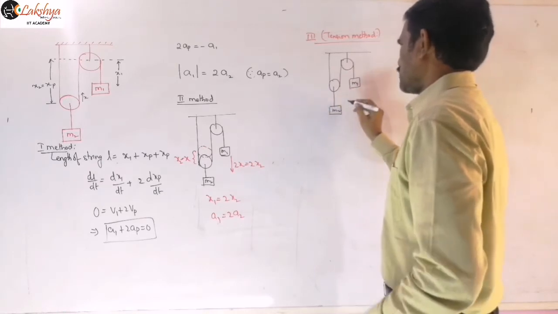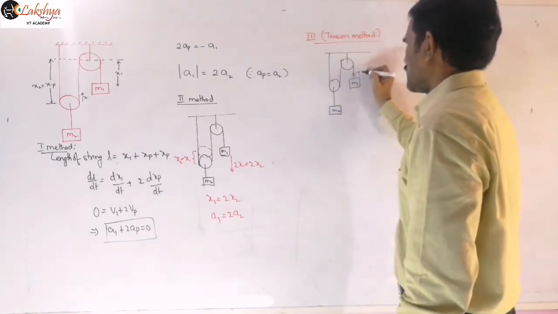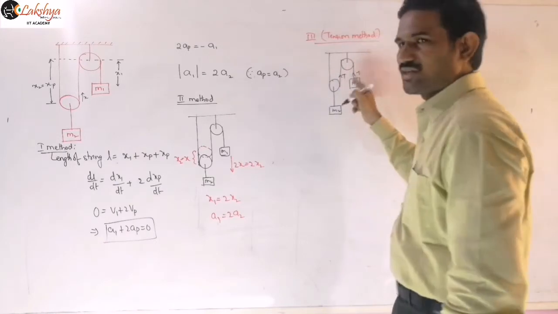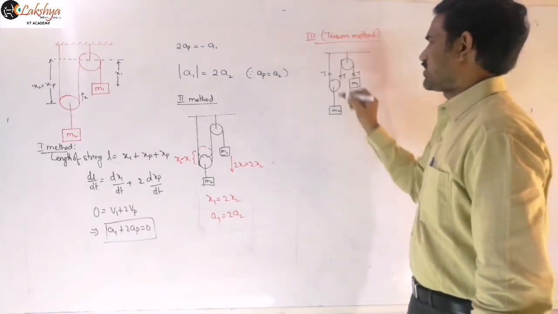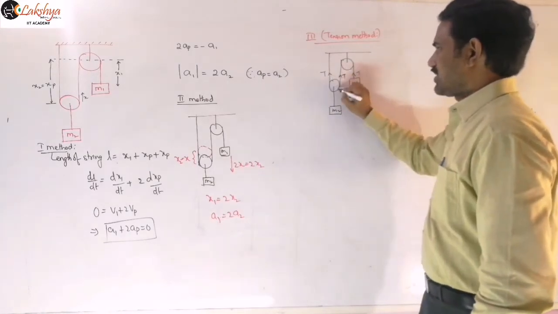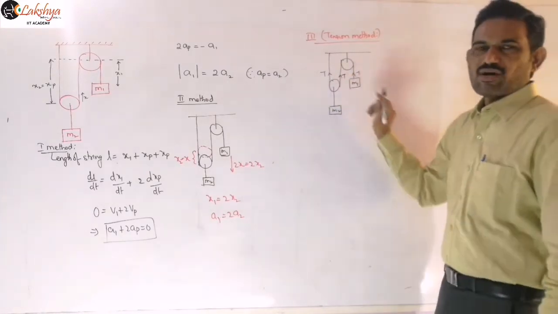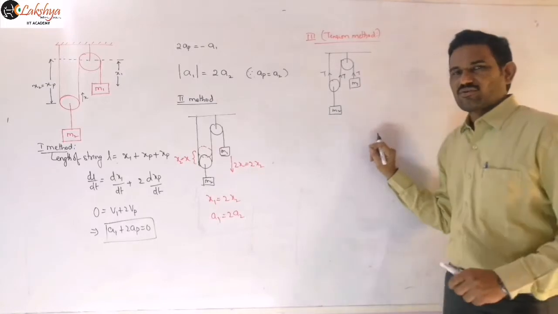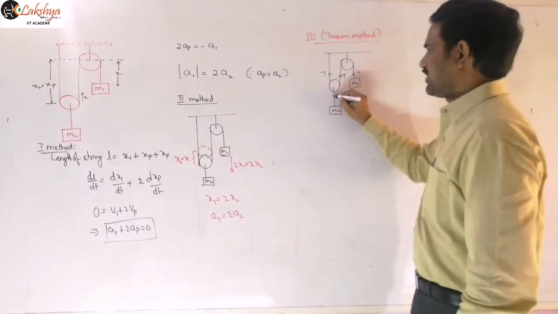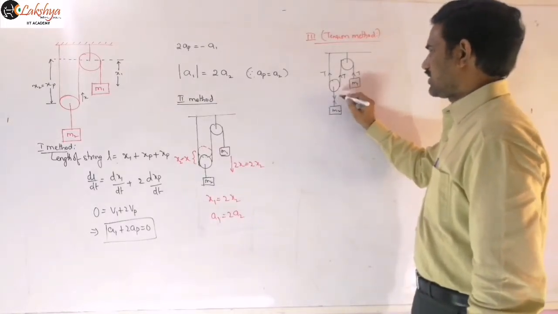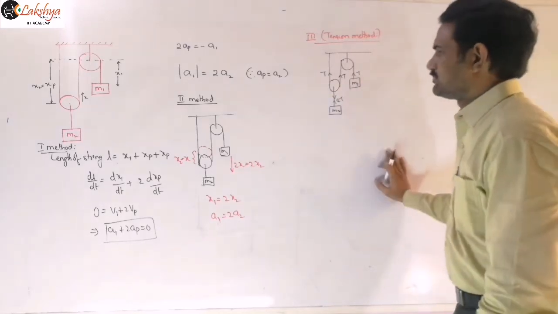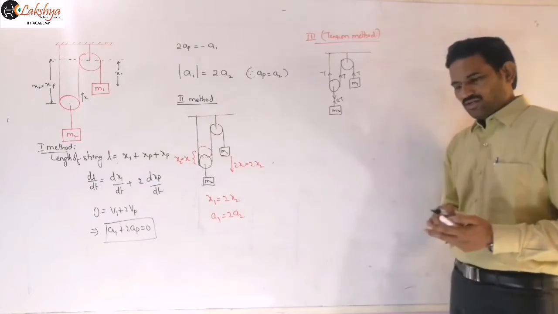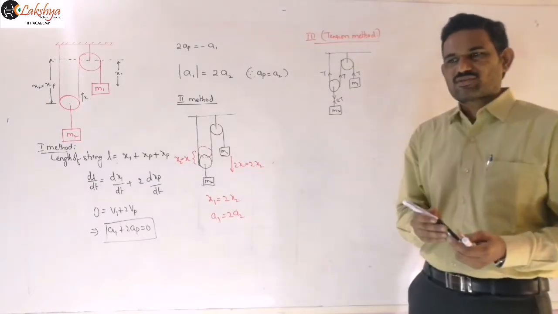Just to take the distribution of the tension, here I am assuming tension T, so here also tension T will be there because it is the same string, and here tension T will be there. The net force acting on this massless pulley is always 0, so the tension downward here should be equal to 2T. On the block it will be in upward direction.